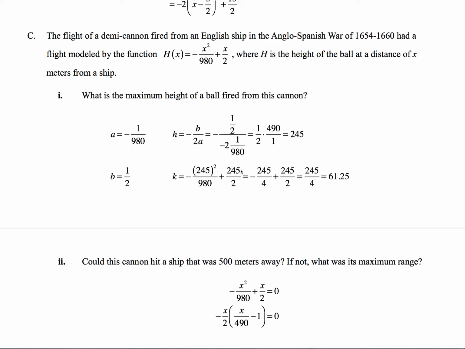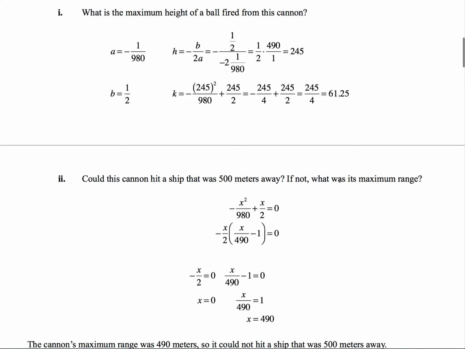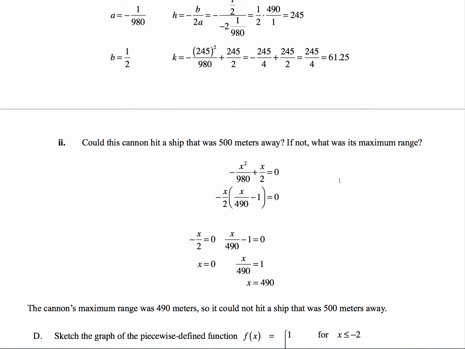And then this is 1/2 times 245, or 245 over 2. 245 over 2 is 490 over 4. So negative 245 over 4 plus positive 490 over 4 is positive 245 over 4, which is 61.25. 61.25 meters high.